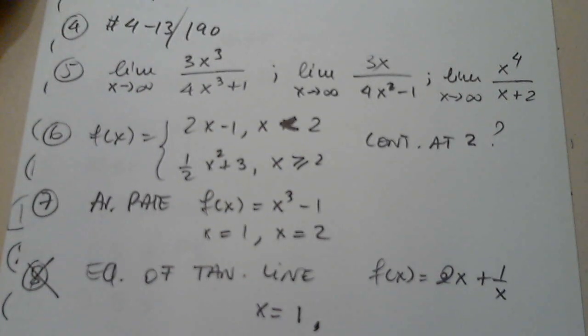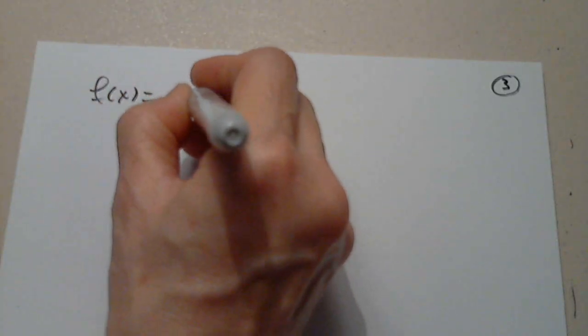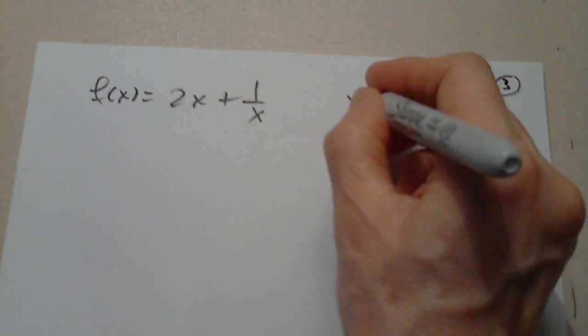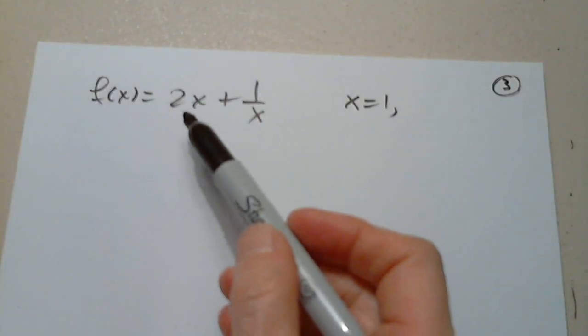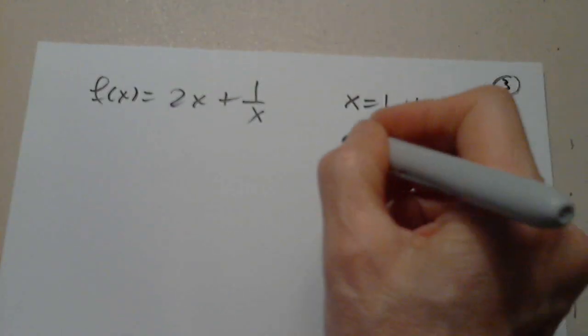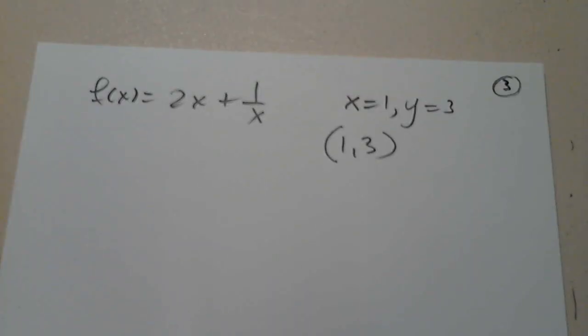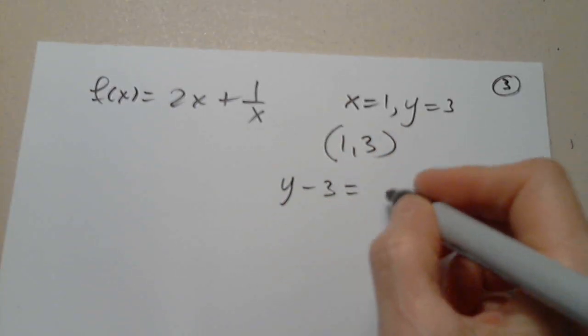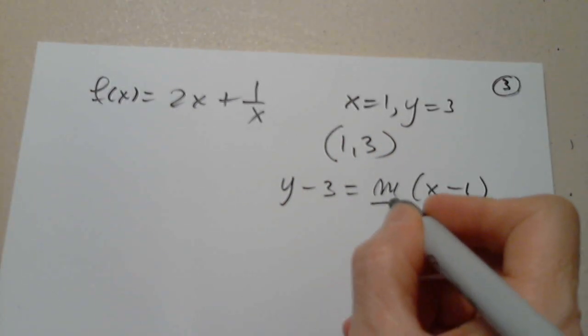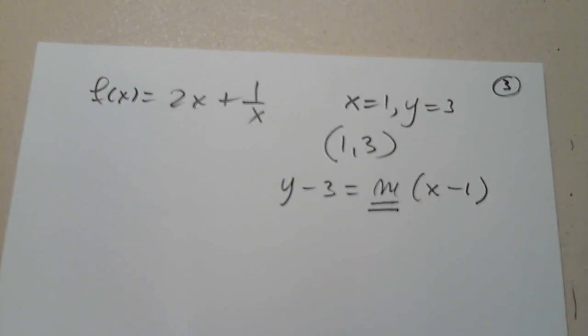Good. So I picked a very simple function, f of x equals 2x plus 1 over x. And we are told when x equals 1, of course, I have to determine the y value. So 2 plus 1 is 3. So the point is obviously (1, 3). So I have y minus 3 equals the slope times x minus 1. But I have to find the slope. I have the point, but I need the slope. In order to find the slope, I have to differentiate and plug in 1.